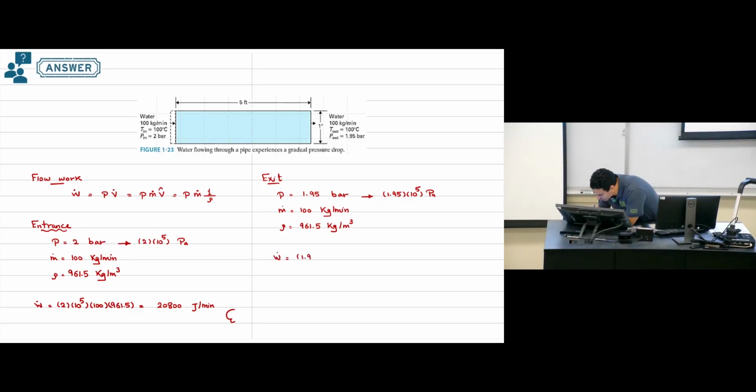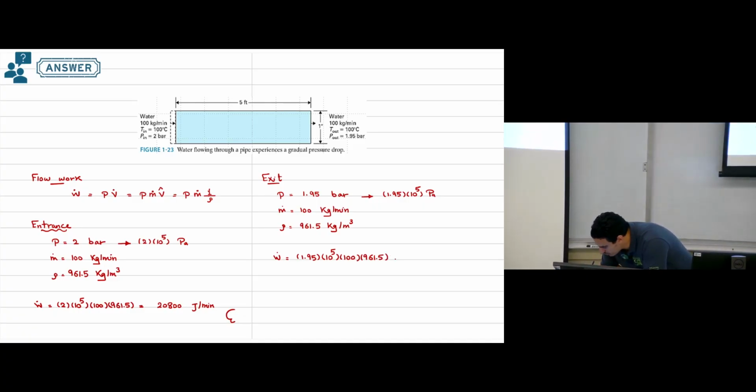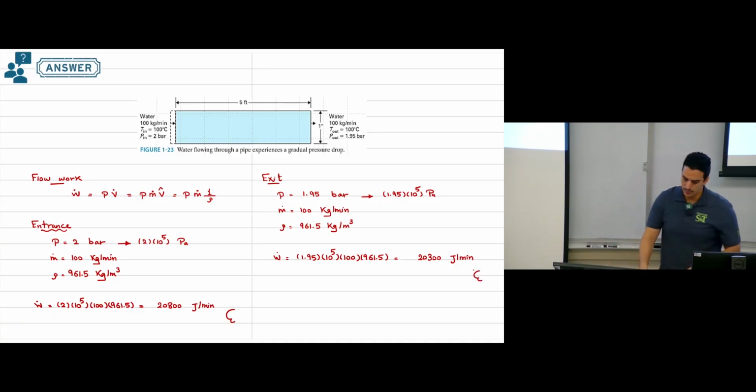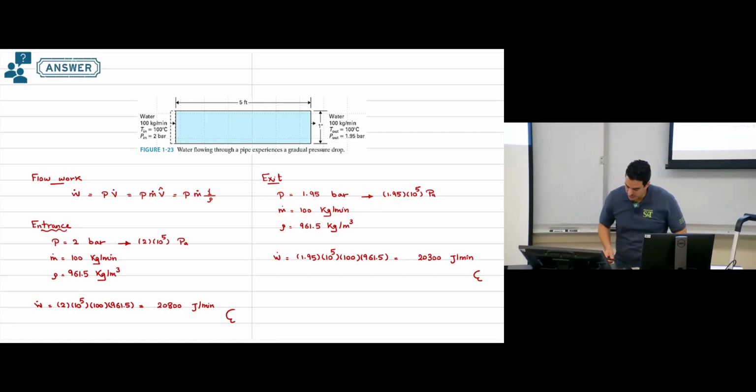We have 1.25 times 10 to the power 5 times 100 times 961.5 kilogram per meter cube. Again, when you substitute this will be 20300 joule per minute. Just put the numbers, and this will be the answer we have. I thought it was supposed to be 1 over the density. Okay, sorry. Yeah, this is correct.